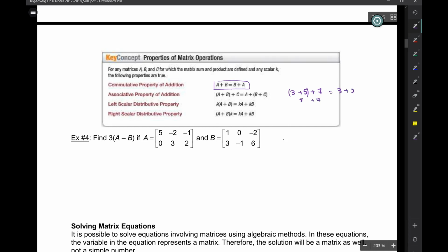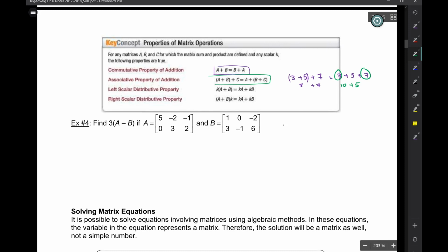Another person might say, oh, I'll just add 3 plus 7 first. I get 10 plus 5. Either way, you get the same answer, right? Doesn't matter the order in which you add them. It's the same with matrices. If you're adding 3 matrices, you could do 1 plus 3 plus 2, or you could do 1 plus 2 plus 3. The order doesn't matter. You could pick up a packet from here.